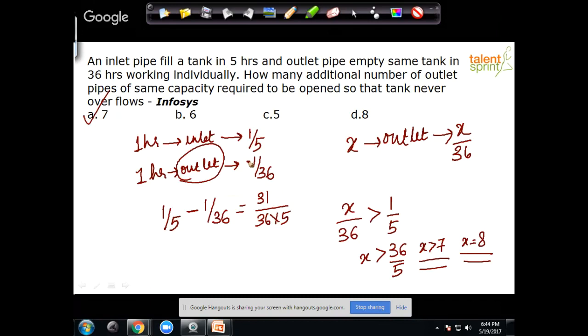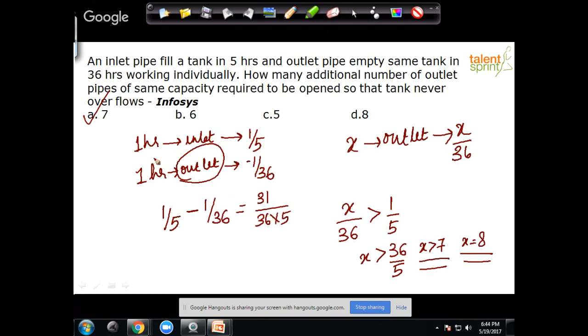Okay, you want me to explain it once again? See, in the question it is given that there is one inlet pipe and one outlet pipe. In 1 hour, the inlet pipe will fill 1/5 of the tank, and the outlet pipe will empty 1 by 36 of the tank. Put together in 1 hour, the total work is positive work. Positive work means the tank keeps on filling, so after some point the tank will overflow. Now the question says this should not happen. The tank should not overflow. When will the tank not overflow?